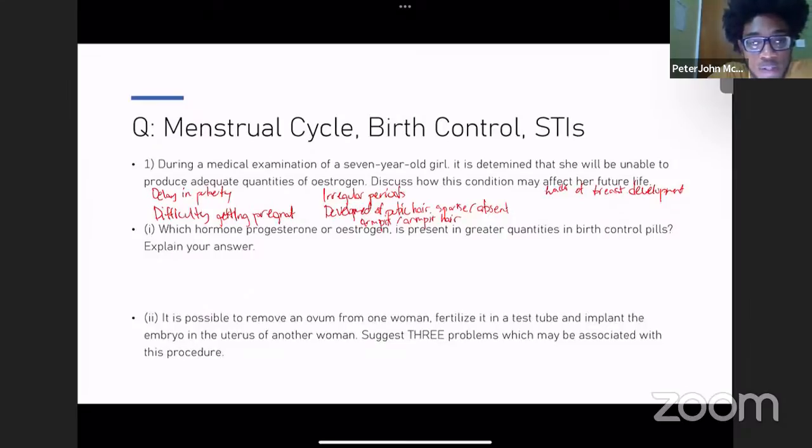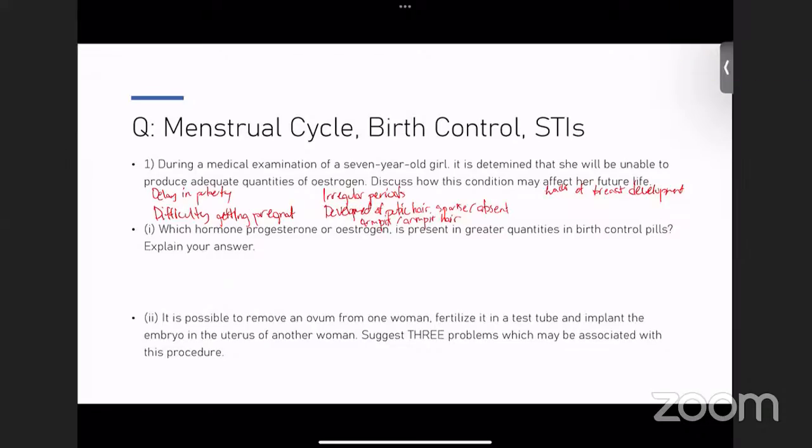Which hormone, progesterone or estrogen, is present in greater quantities in birth control pills? Explain your answer. And this is also tied in with what you just asked, kind of. So what do you guys think? Estrogen, I think. Estrogen. Wait, no, progesterone. Progesterone.